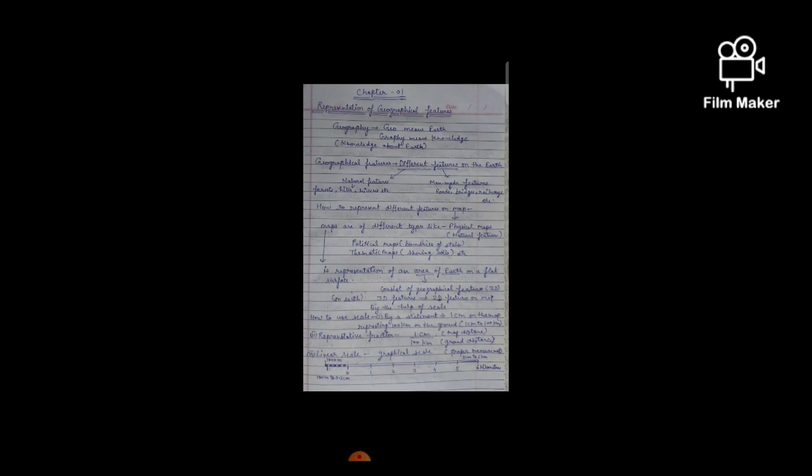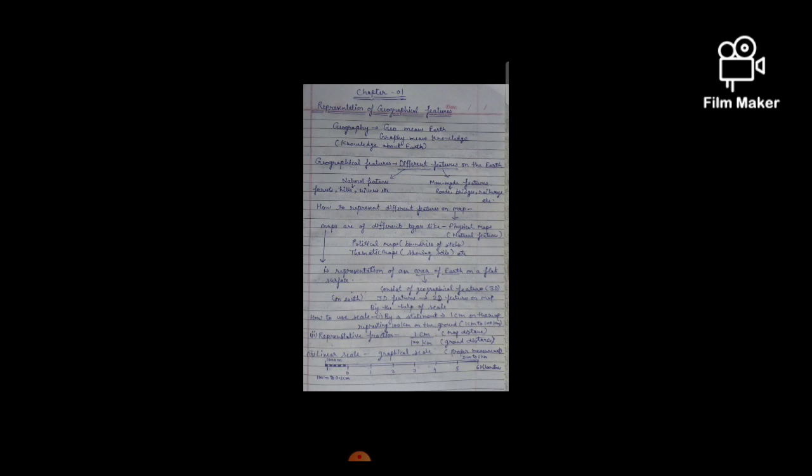What is geography? This word is derived from two Greek words. The first one is geo, means earth, and graphy means knowledge. So geography means knowledge about earth.